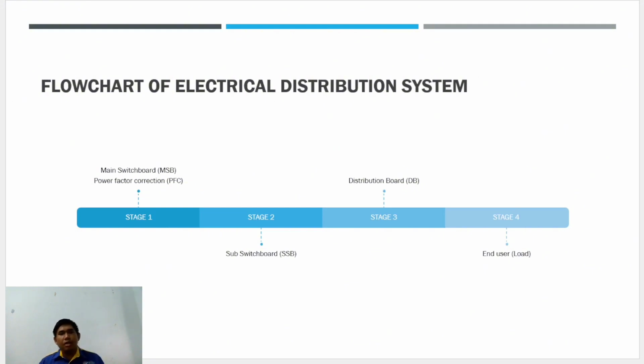Alright, this is a flowchart of an electrical distribution system. There are four stages in this flowchart. The first stage is the main switchboard and power factor correction. Stage 2 is the sub switchboard. Stage 3 is the distribution board. And stage 4 is the end user, which is the load.